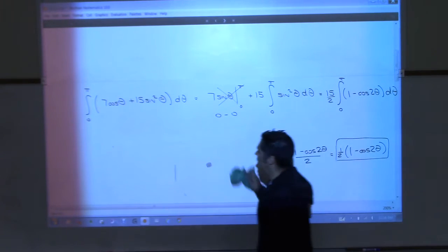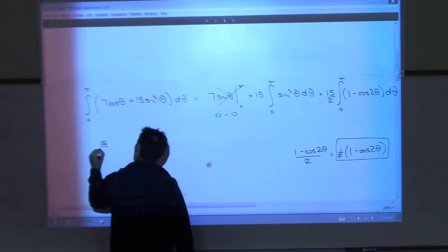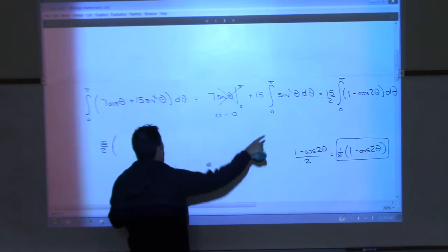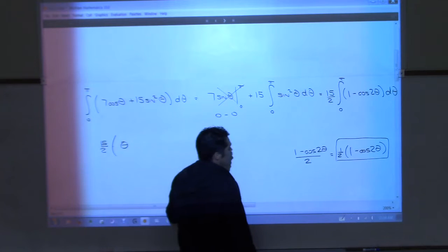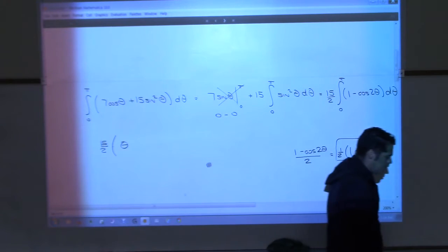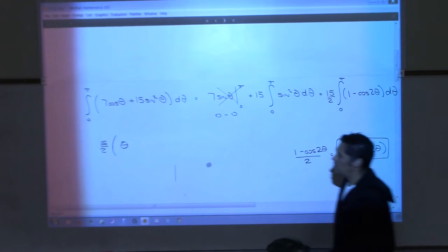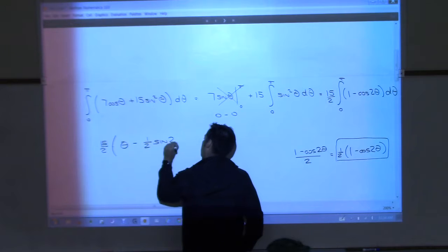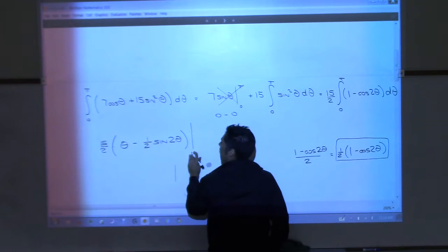So when I integrate this, I get 15 halves. Antiderivative of 1, theta, because you're integrating with respect to theta. And then antiderivative of cosine of 2 theta. So we'll have minus 1/2 sine 2 theta. And we're evaluating this from 0, oh no, not from 0. What is my, 0 to pi, right?